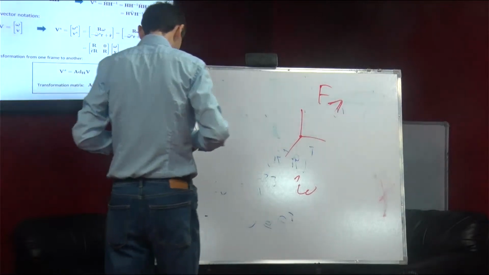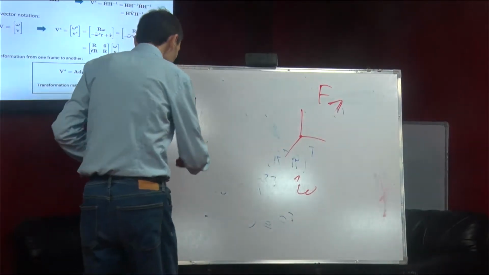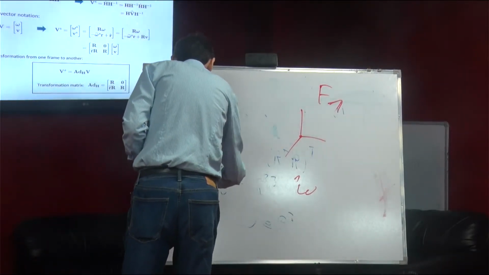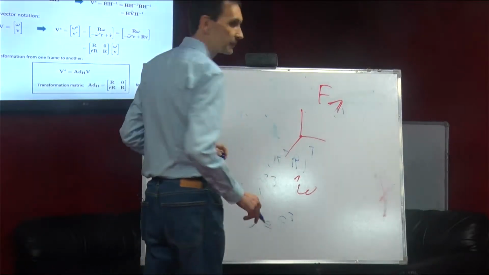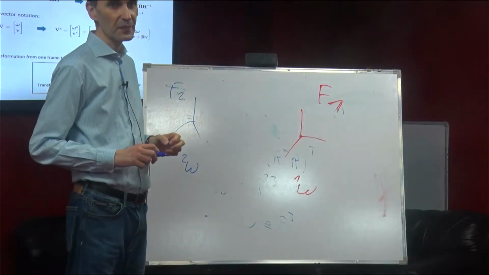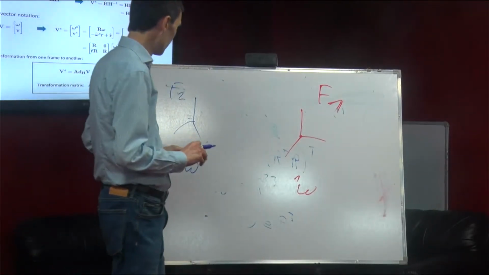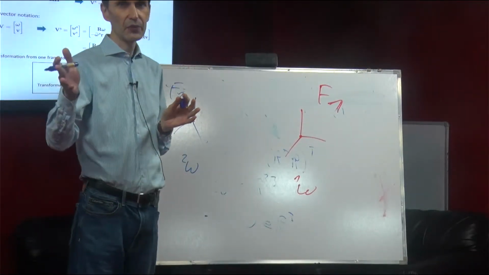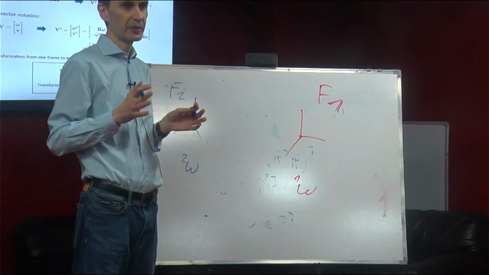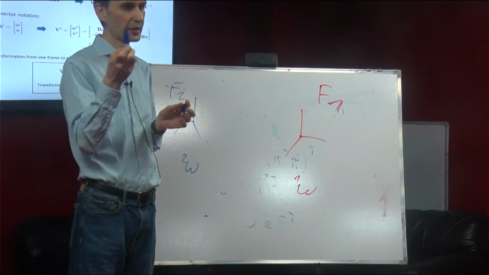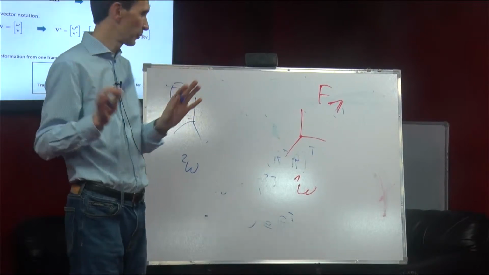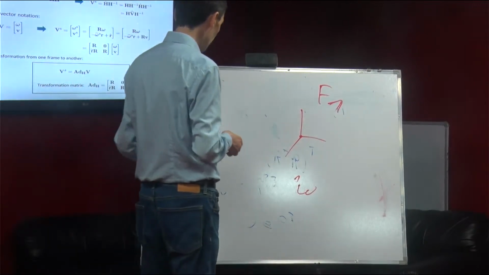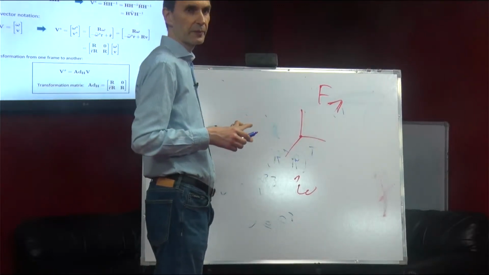What's the omega in the two frame? How is this related to this one? First of all, omega is a free vector, right? Omega is the same at every point in the body. The angular velocity is invariant of the point. The only thing is the frame in which we are representing them.